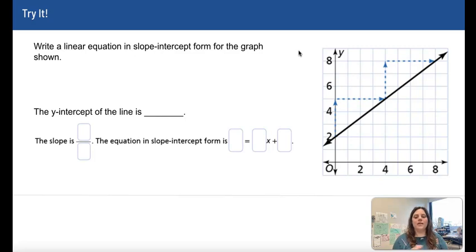For this one, the y-intercept of the line is at 2, and the slope here looks like it goes up 3 and right 1, 2, 3, 4. So I would do 3 over 4 as the slope. The y-intercept is 2. So this is y equals 3 over 4 x plus 2.